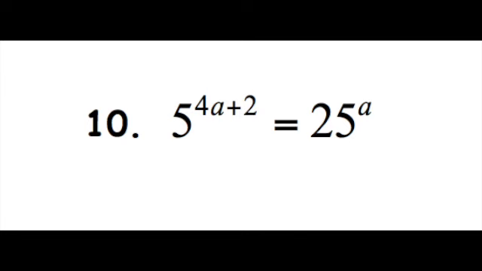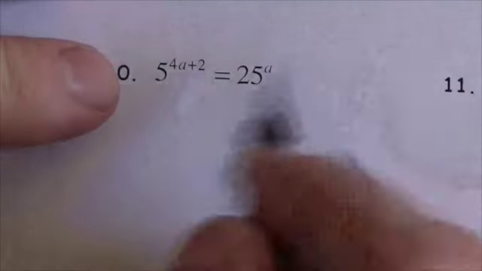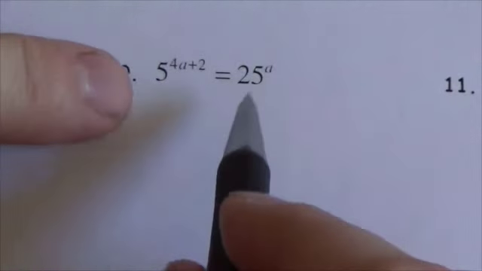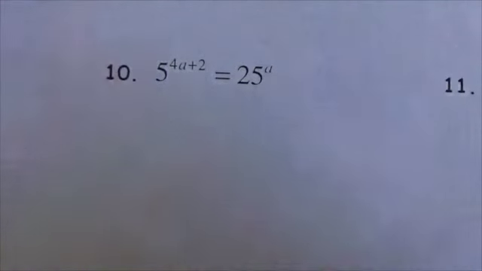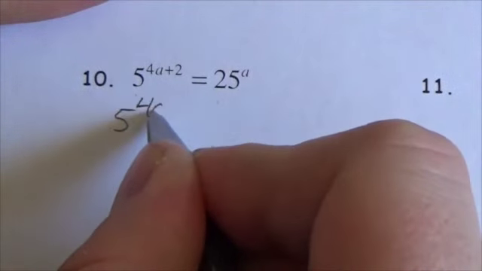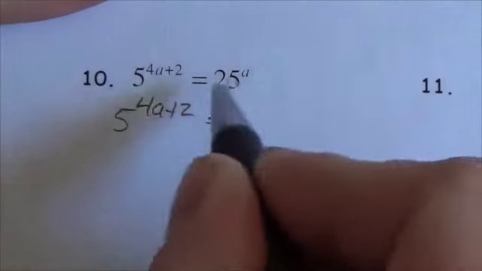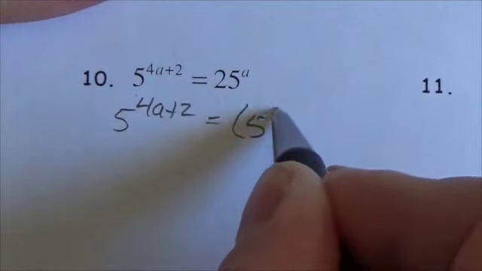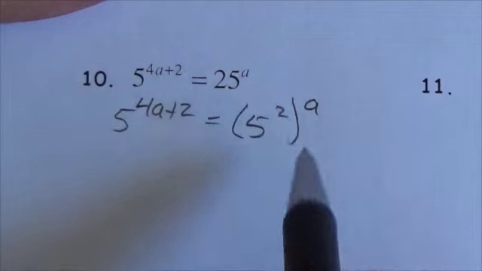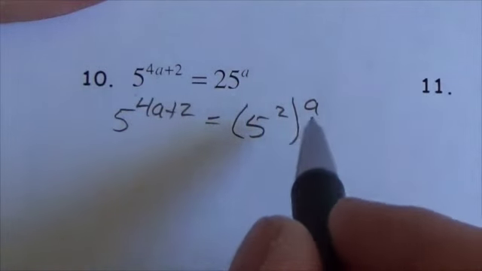5 to the 4a plus 2 is equal to 25 to the a. Okay, here we go. This is a different value. We haven't really worked a lot with 5s, but I hope you see right away that between these two numbers, the common base is 5. This left-hand side is 5 to the 4a plus 2. That's not a big deal. But 25 is going to be the same as 5 squared. And then this is still the same thing, 25 to the a. This is still 25 to the power of a.